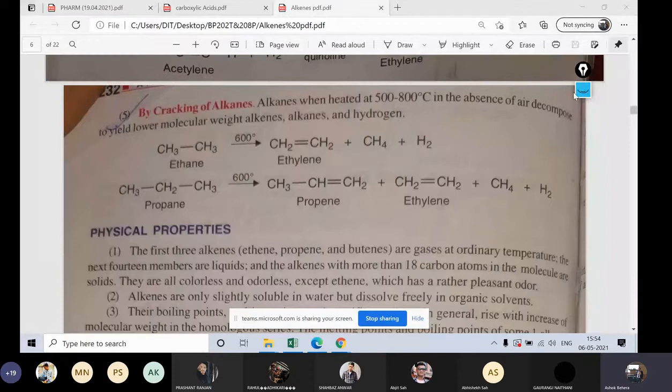Next is the easiest one, that is your cracking of alkane. Take alkane and heat it to 600 degrees, so it can break down into a mixture of alkanes and alkenes, right? So this is the thing. I believe you have remembered.